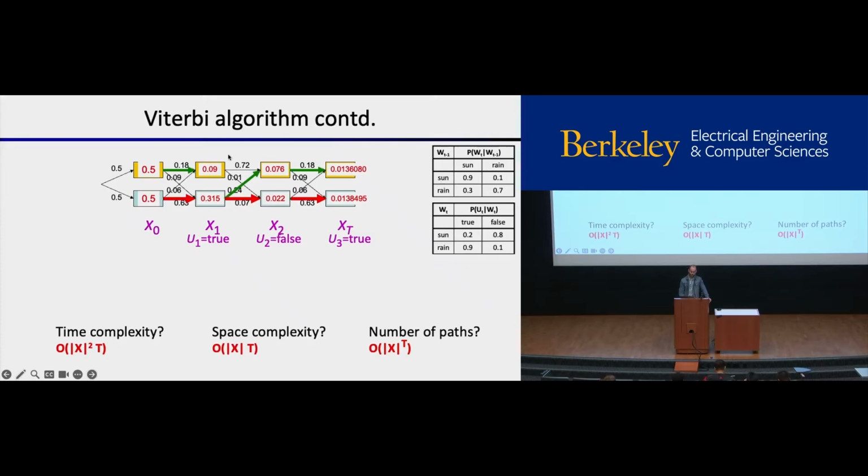How do these tables affect these numbers? This arc is going to be the product of two probabilities. It's going to be the probability of rainy given sunny the day before, so that's here, times the probability of no umbrella given rainy, so that's here. So you can see that small numbers here make these numbers in the arcs small also, and big numbers make them bigger. So that's how this information from the hidden Markov model is affecting these numbers on the paths.